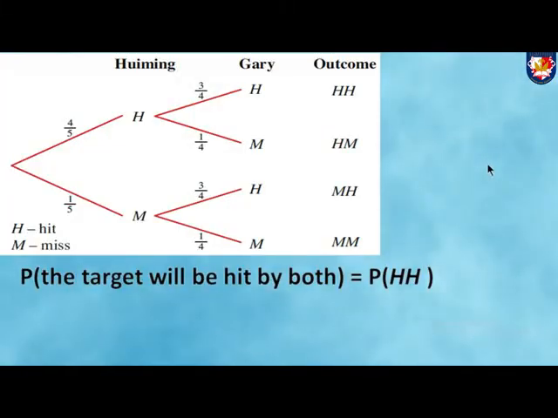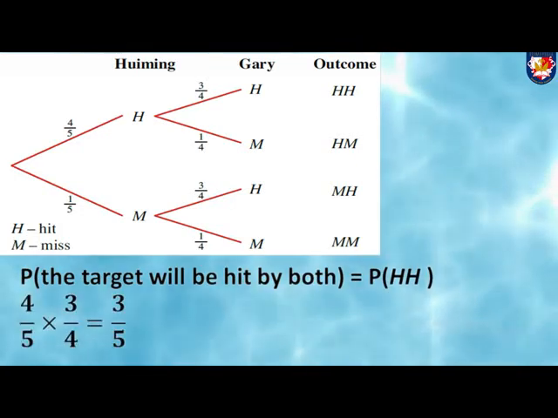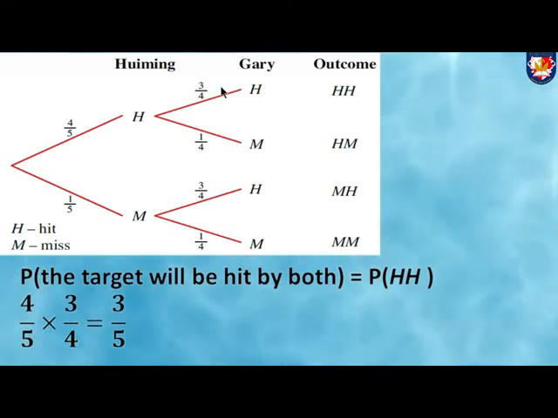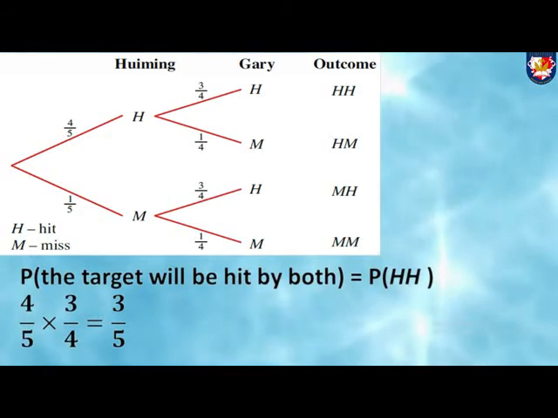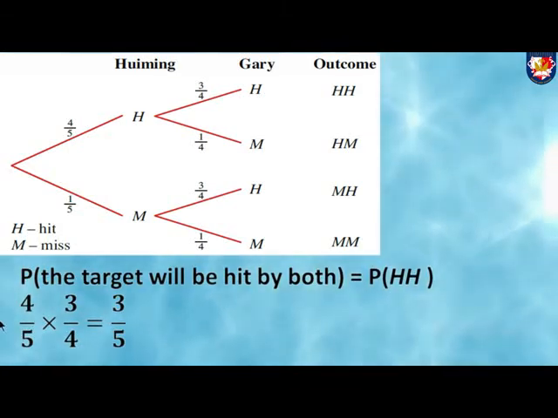The probability the target will be hit by both of them is H and H. It means both of them hit the target, so this is the favorable outcome for this probability. So the probability is 4 per 5 times 3 per 4, from here and here, which equals 3 per 5.